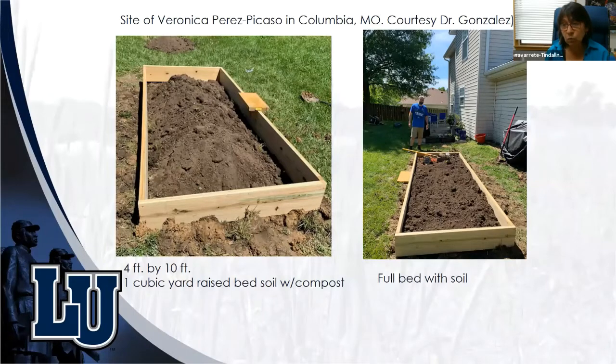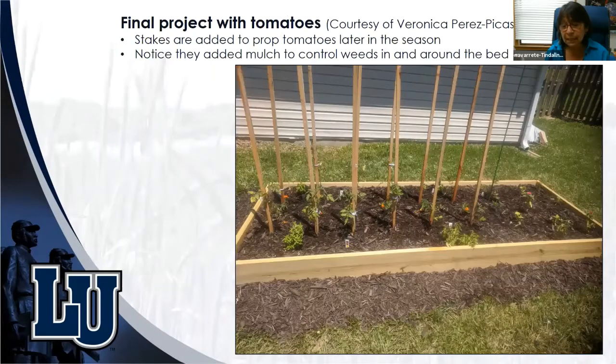Now the full bed with soil. And their final project was tomatoes. So they added stakes to the tomato after planting tomatoes. And you can see this is an example of companion crops. They planted marigolds to deter nematodes and other insects from coming to the garden.